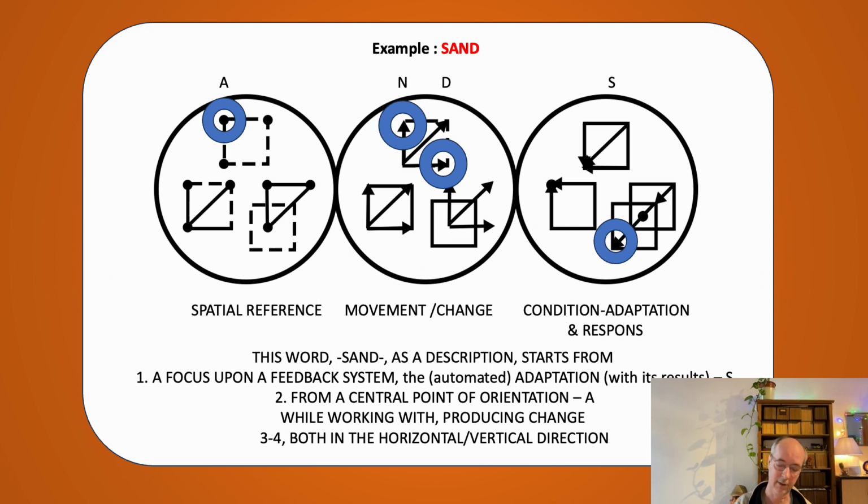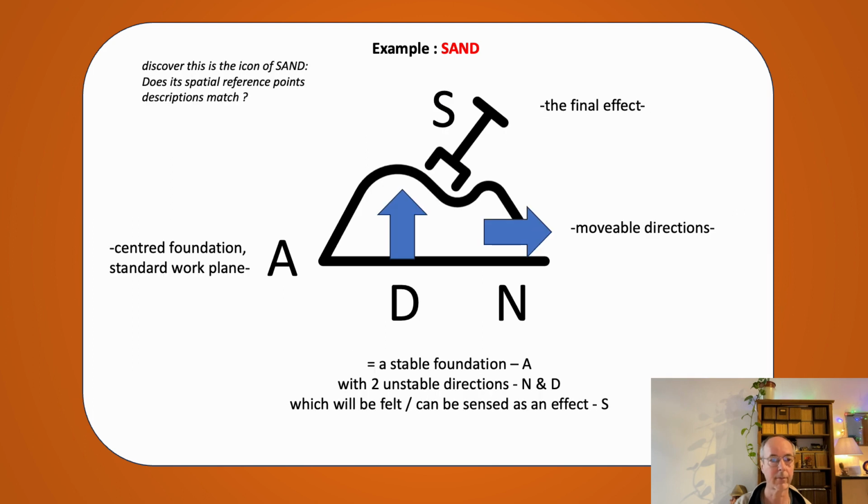As you can see. Okay, let's now compare it to the icon that we had. We have here the icon. Okay, let's add the letters. The A as a centered foundation, our work plane, let's say. We also have two movable directions. As you can see here, you can express it in two dimensions, and you have already two movable directions to express the mountain and how the sand moves as a form. It will fit. It doesn't fit in all directions. Just these two are enough to know what we have here.